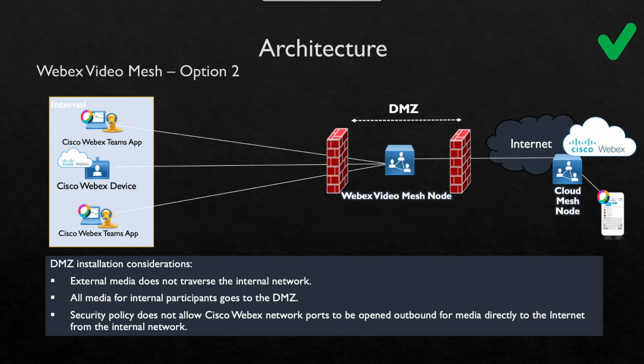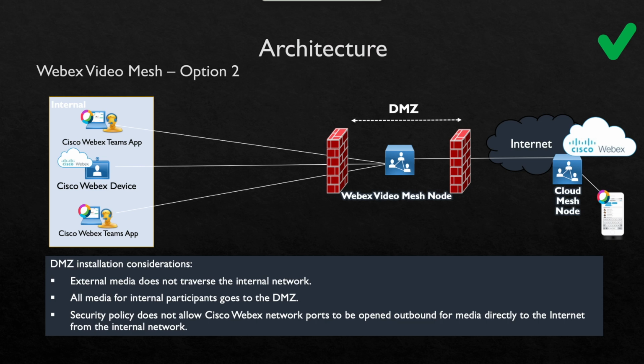Now, it's also going to be more secure, and that's kind of the point of this. Why would I put it in the DMZ if it's harder? Because it's more secure. Because that way, when participants outside my organization connect to a meeting and that media is sent into the video mesh node, it keeps their connection outside of my internal network. It's a security measure. That's it. That's why you would do it.